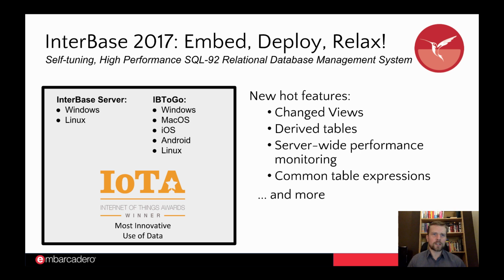I'd also like to quickly mention InterBase. InterBase 2017 is a self-tuning, high-performance database management system. It comes in a couple of editions: InterBase Server for Windows and Linux, and IBToGo, which runs on Windows, macOS, iOS, Android, and Linux. I mentioned earlier that it is particularly great for mobile systems. Many people who are writing a mobile app and want a powerful database will use InterBase in their application for iOS or Android. And a couple of great new features such as change views, derived tables, server-wide performance monitoring, common table expressions, and more.